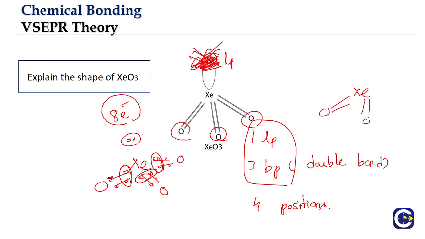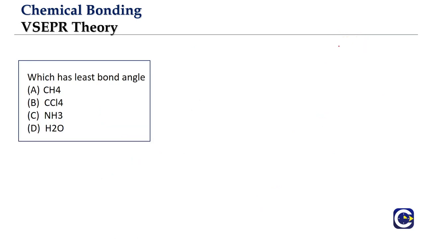Already we have seen a similar example like this. It is trigonal pyramidal, just like the NH3 case. So this is the trigonal pyramidal shape. Okay, so this is about the shape of the XeO3.